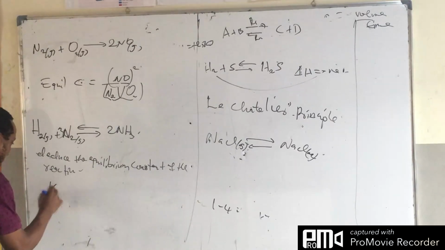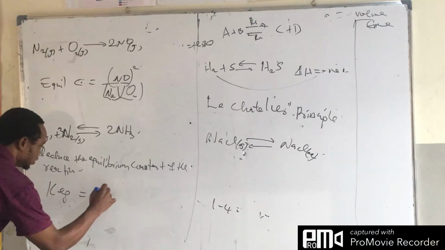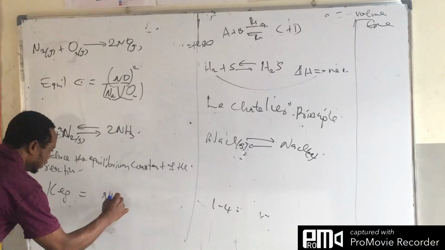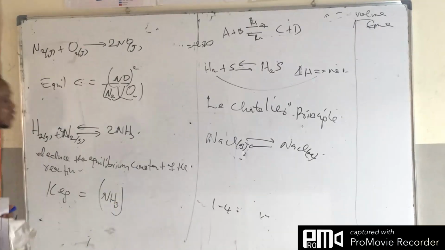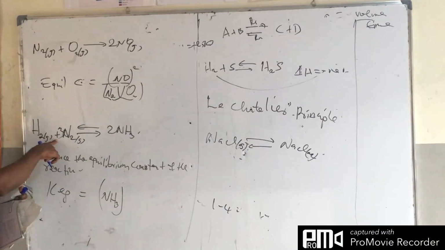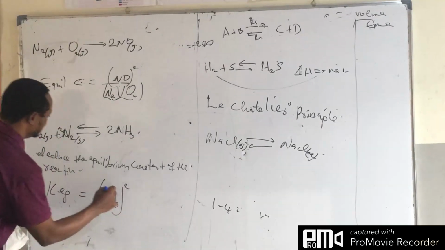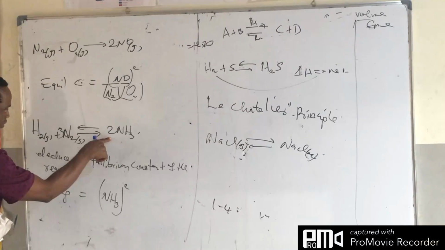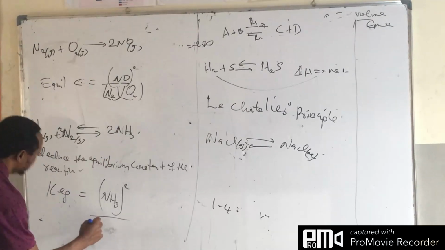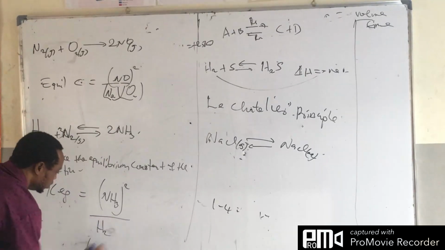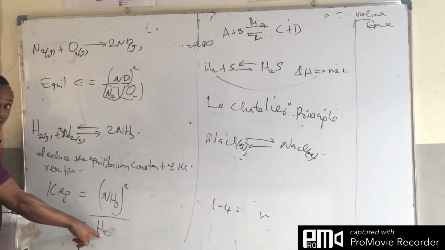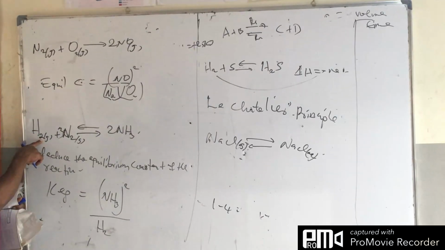Kc is equal to what? NH3 raised to the power, in brackets, please. You change this plus to times; we use dots. Power 3 or 2? Power 2 now, all over what? H2. Is this a mole? What is it called?